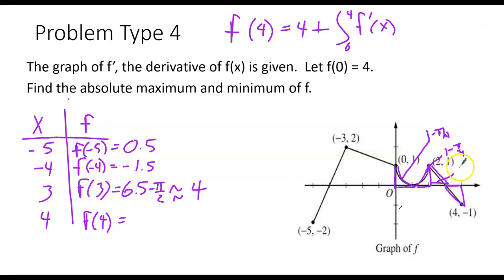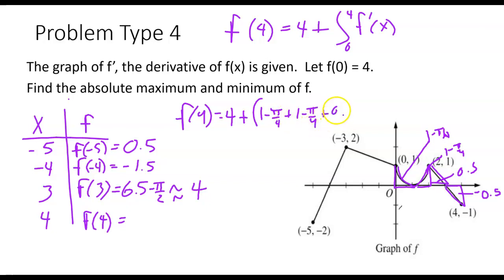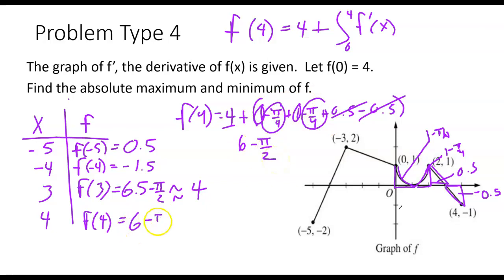Then we had the triangle here, which was 1/2. And then this triangle is also a half because it's the same shape, it's just upside down. And since it's under the x-axis, it's negative. So f of 4 is going to be equal to 4 plus 1 minus pi over 4 plus 1 minus pi over 4 plus 0.5 minus 0.5. All right, so the 0.5s go away this time, but I can still put the 1s together with a 4 to make 6, and I can still put these together to get minus pi over 2. And so I'm going to go ahead and put that there as well, 6 minus pi over 2.